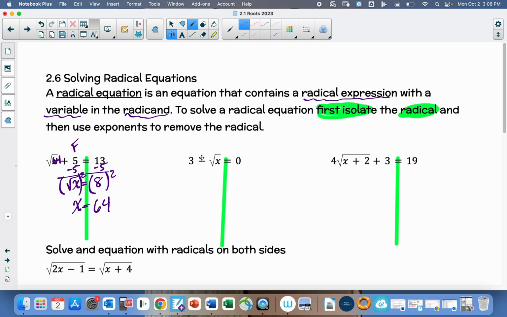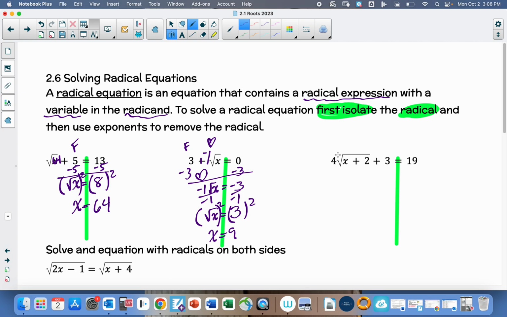Let's take a look at this next one. Think of this as a combo. I have a lover, I have a friend, so I'll get rid of my friend first. That gives me -1 radical x is equal to -3, but now I need to get rid of the -1. So that's radical x is equal to +3. And now that I've isolated my radical, I'm going to square both sides. Radical x squared is x, and 3 squared is 9.